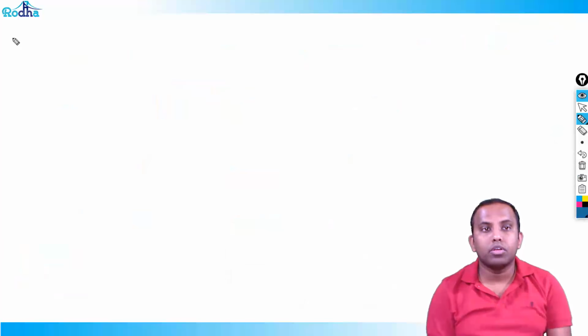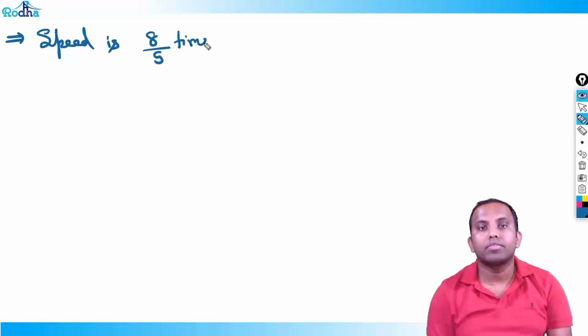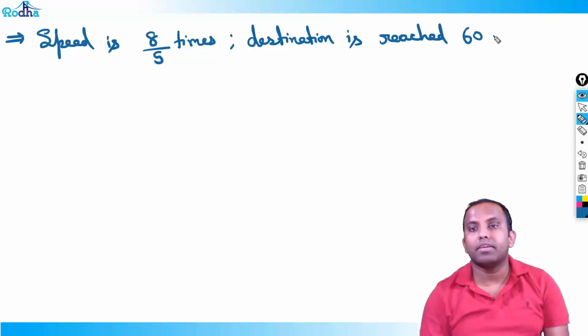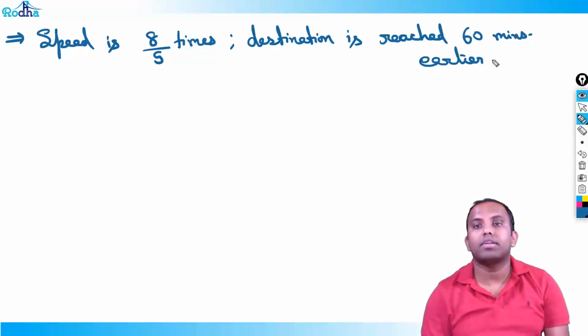Now we'll discuss a few more. If speed is 8 by 5 times of itself, the destination is reached 60 minutes earlier. Now what is the meaning of this sentence, right?